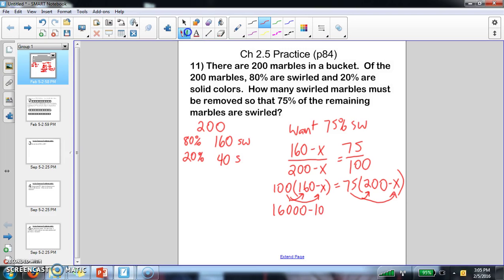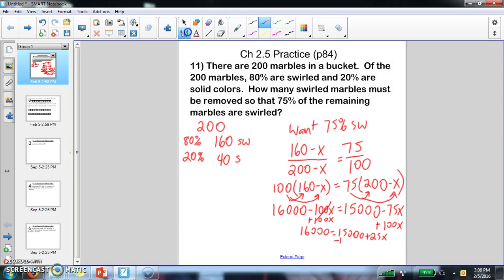16,000 minus 100x is going to equal 15,000 minus 75x. Now I just need to solve my equation. I'm going to add 100x to both sides because I like to make my x's become positive. So I get 16,000 equals 15,000 plus 25x.